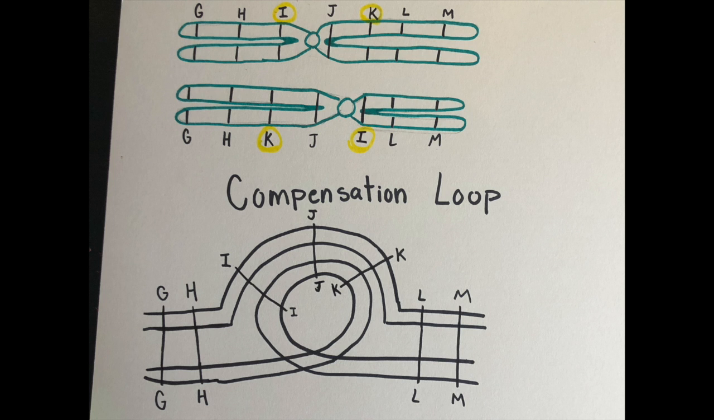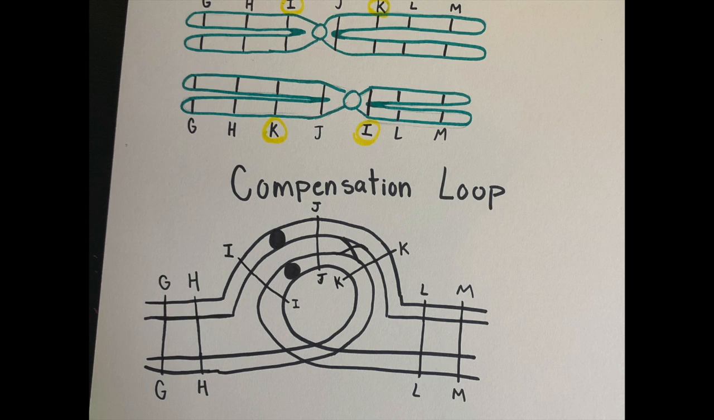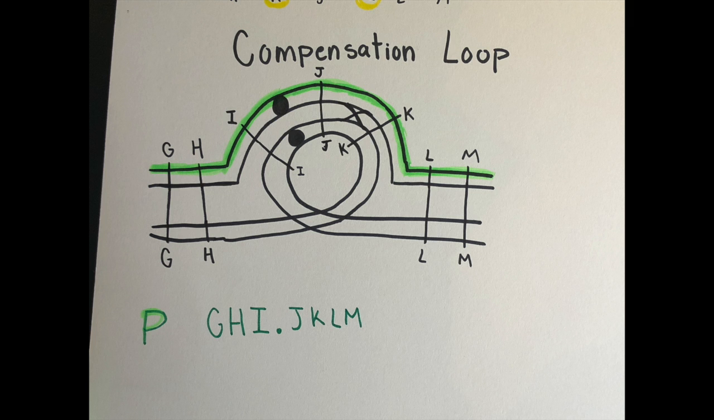So now that we have the compensation loop, it allows all regions to line up, including the centromeres, and we're told that a crossover event occurs between J and K. So during meiosis, whenever a crossover event occurs inside of a compensation loop, it can create inviable gametes. So we're going to go through each chromatid and see if that would create a viable gamete due to the crossover. So we're going to start with this top chromatid.